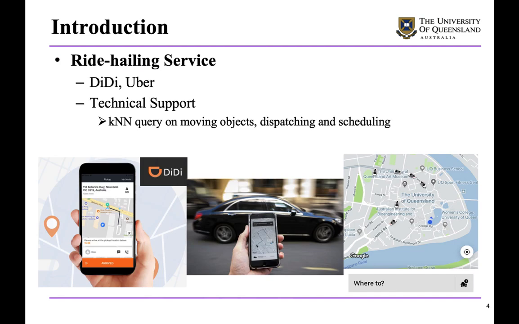I guess most of you are quite familiar with Uber and Didi, which are well-known applications for ride-hailing service, offering us great convenience. When you have a request for a taxi, all you need to do is input the destination you want to go to in the app, and then the service system will assign you a taxi to take you there. From the service point of view, when a request comes to the system, the service will first locate several taxis nearby and then assign one of them to the user based on a certain dispatching or scheduling strategy. The typical technical support for such operation is the kNN query.